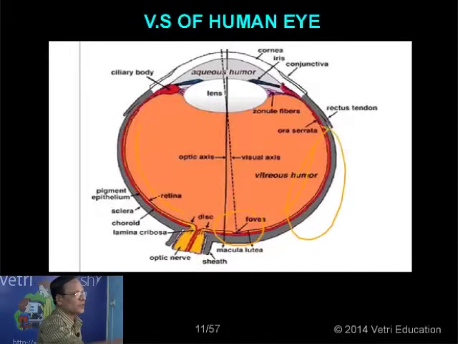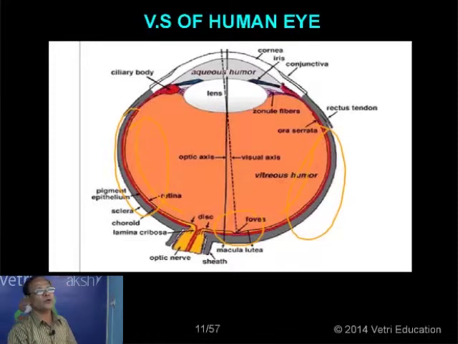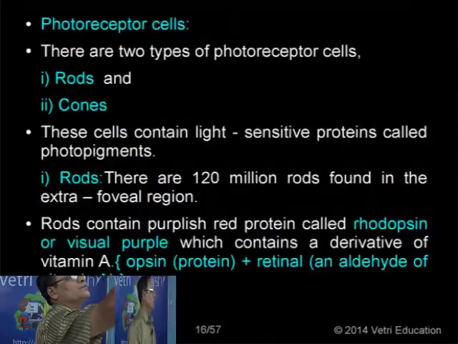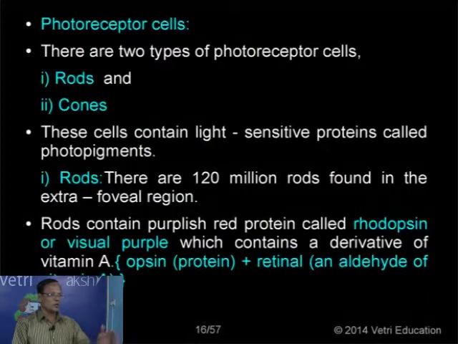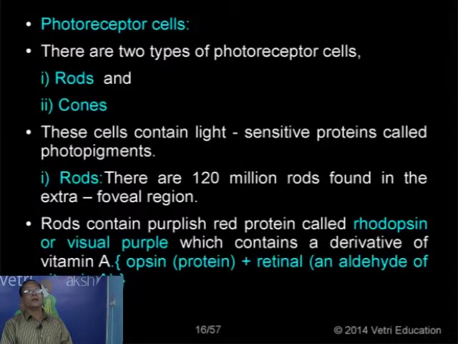In these regions we have more rods, and in the fovea centralis, in the middle of what is called the yellow spot, we have more cones. That's why I mentioned rods are present in the extrafoveal region and cones are present in the foveal region. So the region other than the fovea is called the extrafoveal region. There are about 120 million rods found in the extrafoveal region, and normally the rods contain a visual pigment that is purplish red in color, simply called visual purple, and technically called rhodopsin.